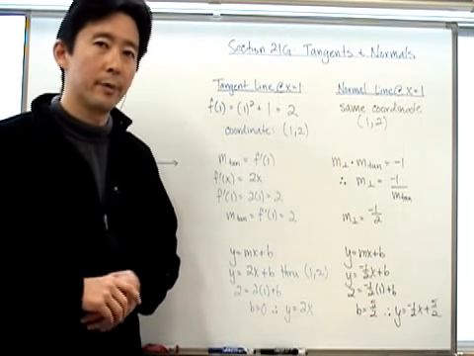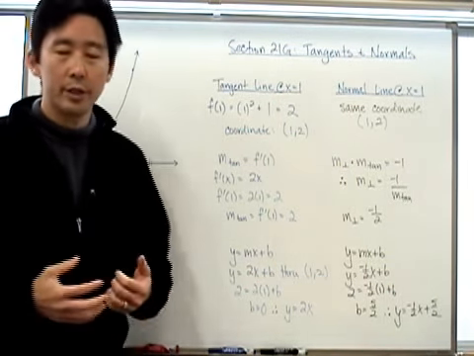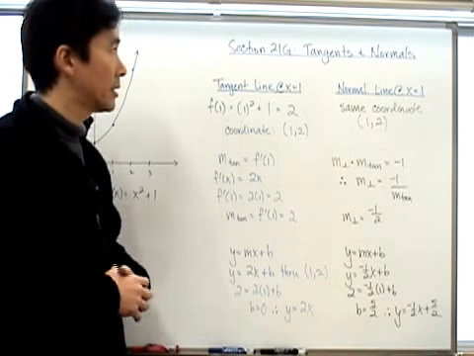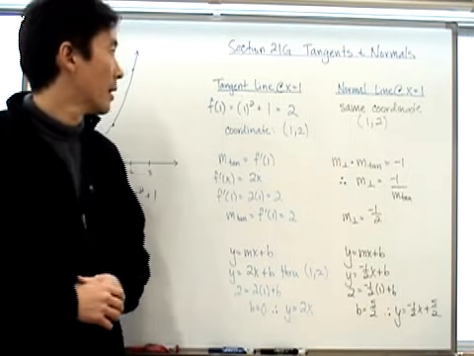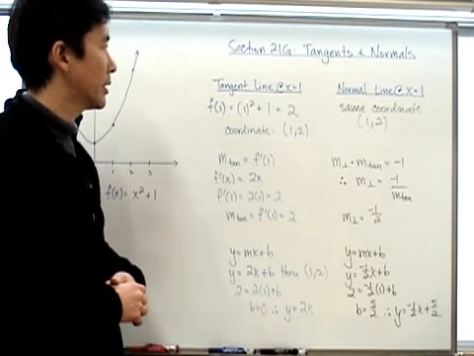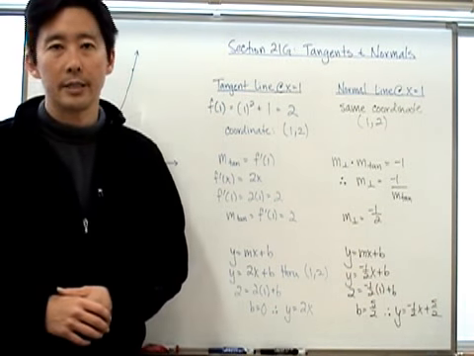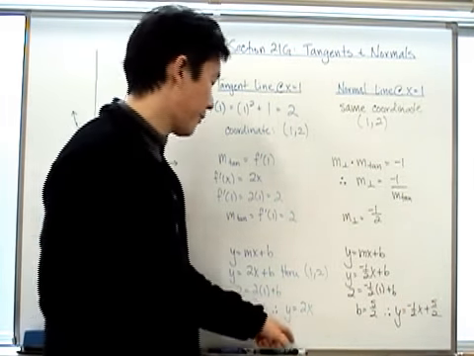Hey, hello everyone. We'll go ahead and take a look at section 21G, which is called tangents and normals. Now let's get an idea of what a tangent line is and what a normal line is by first taking a look at the graph.